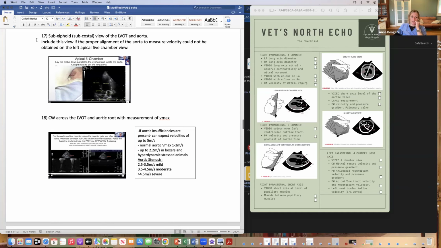So we're going to get a CW across the left ventricular outflow tract and aortic root, and that's going to be our peak velocity essentially, or AOPV essentially.